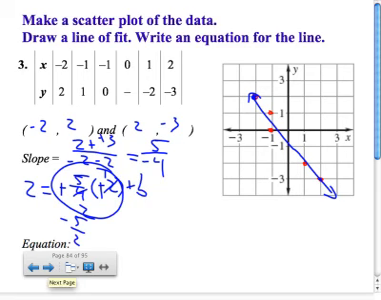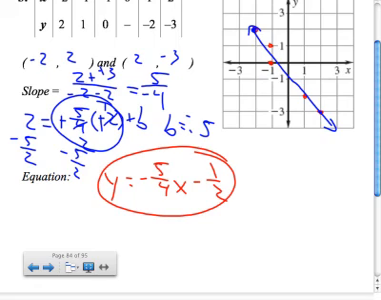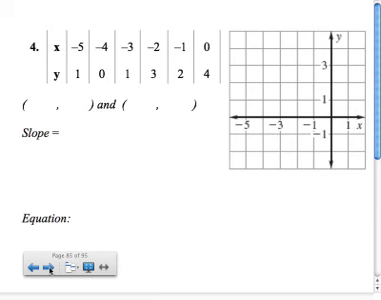So I'm going to subtract 5 over 2 from both sides. 5 over 2 is the same thing as 2.5. So 2 minus 2.5 is negative 0.5 or negative 1/2. And so now my equation is very simply y equals negative 5 over 4x minus 1/2. And there's your line of fit for this particular scatter plot.